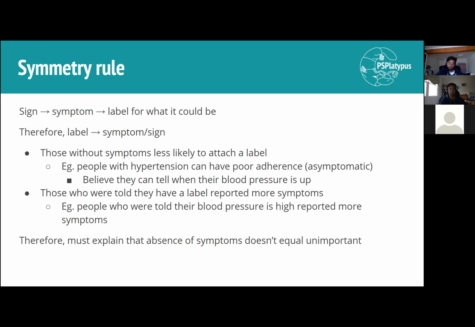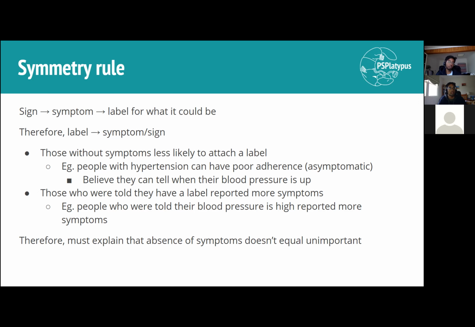All right, so one more thing. There's a thing called the symmetry rule. So we go through this three-step process, which is sign, which is what they observe, symptom, which is what they understand, and label, which is what they think they might have because of the symptoms. But it's a two-way street, meaning label can go to symptom and sign as well.